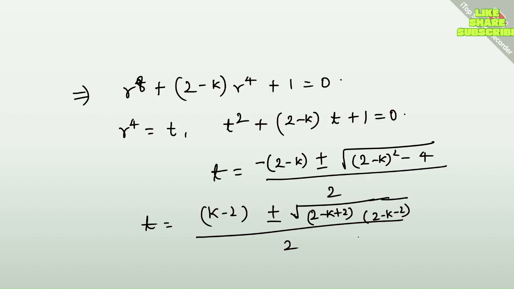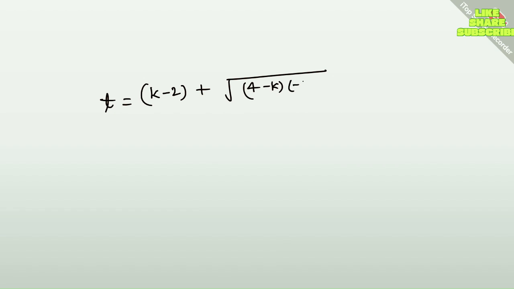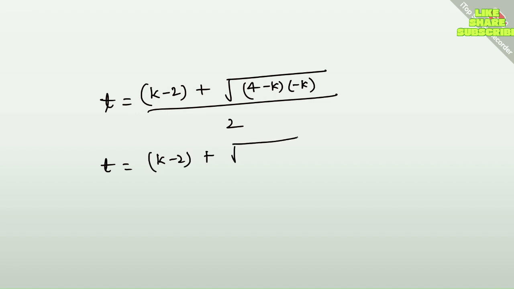This is 4 minus k times negative of k, so this is negative of k over 2. So t is equal to (k minus 2 plus under root k square minus 4k) over 2.